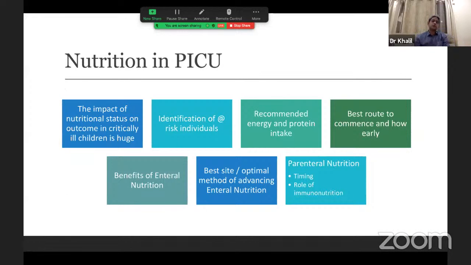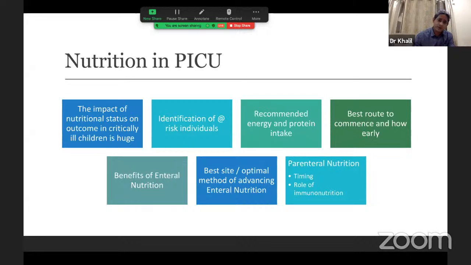Now, coming to the most important topic and often the most neglected one in PICU, which is nutrition. Nutritional support therapy refers specifically to the provision of either enteral nutrition or parenteral nutrition in critically ill children. The impact of nutritional status on outcome in critically ill children is huge.